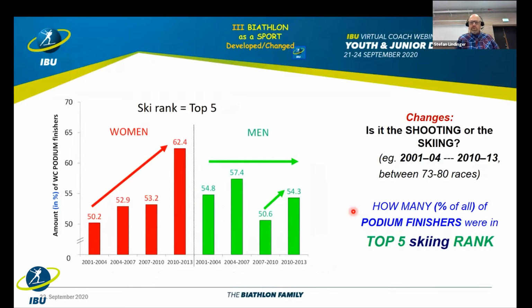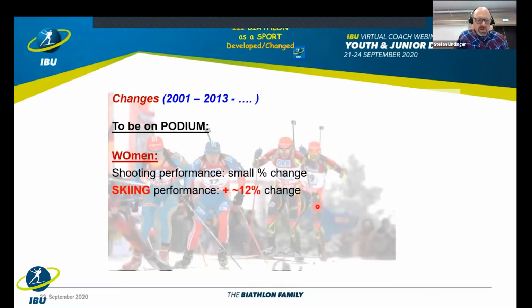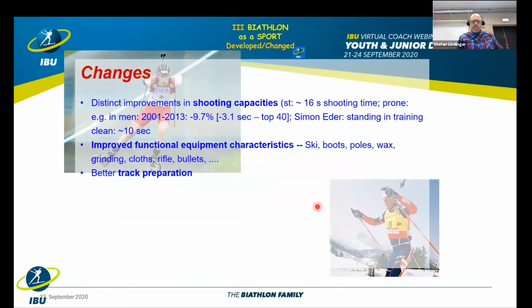And if we look at how many percent of podium finishers were in the top 5 skiing rank, so only the skiing time, the skiing performance, then we have a tremendous improvement in female, up to 62%, and in men it's a kind of stagnation, up and down. So it's pretty interesting what we see here. To be on the podium in women, shooting performance shows only small percentage changes, but there is a big skiing performance change. And in men, shooting performance changed tremendously, and not so much the skiing performance compared to the women. That's a pretty interesting picture.